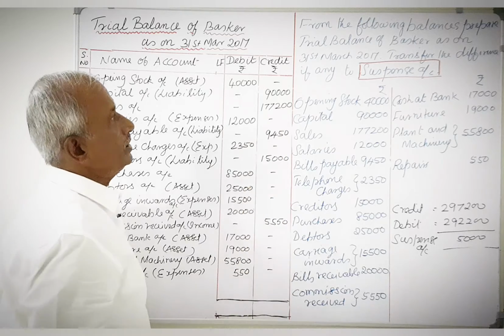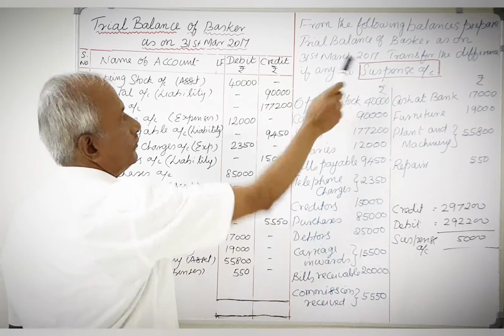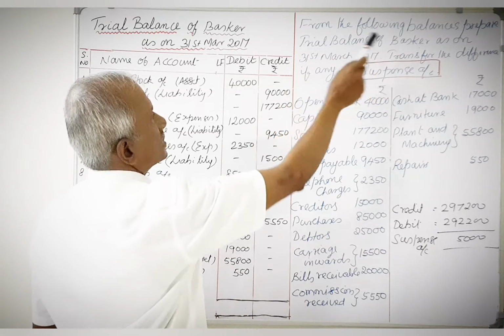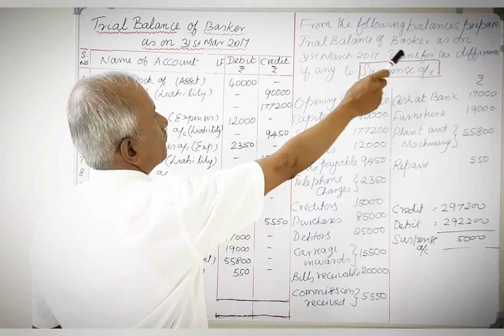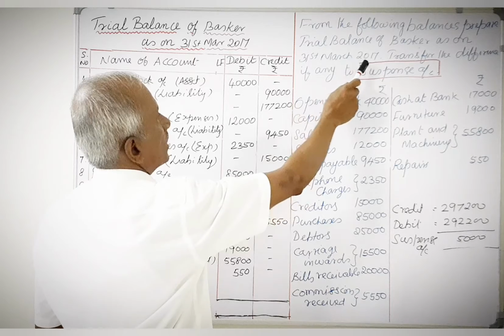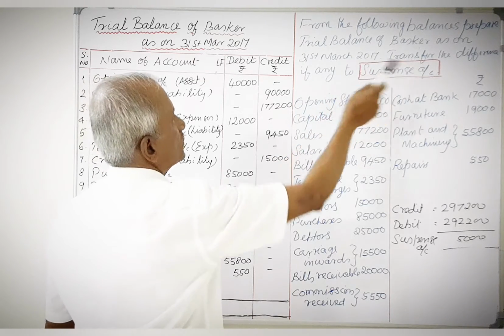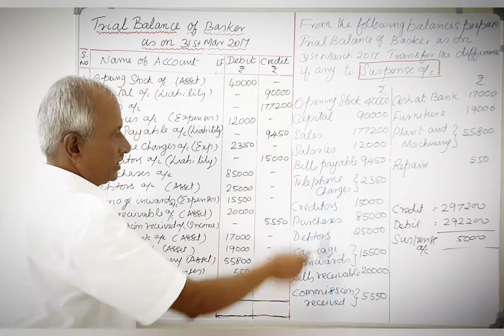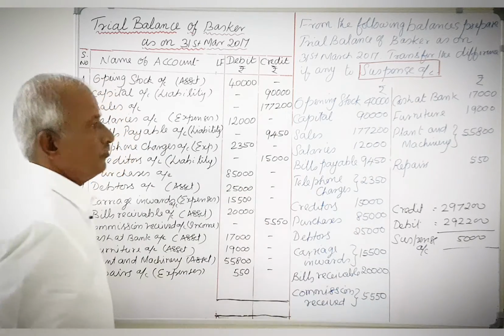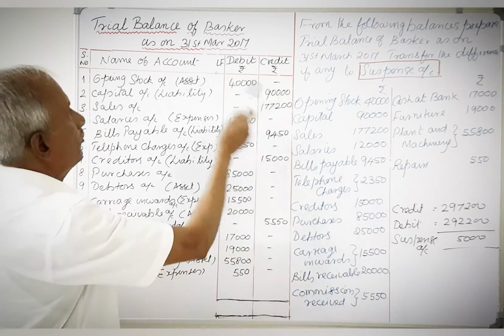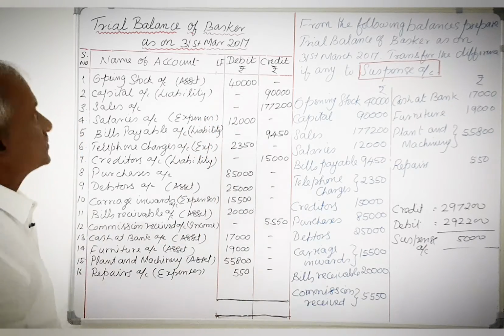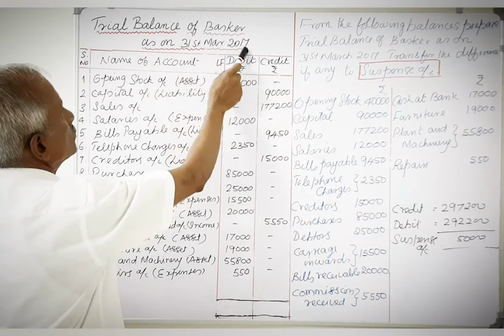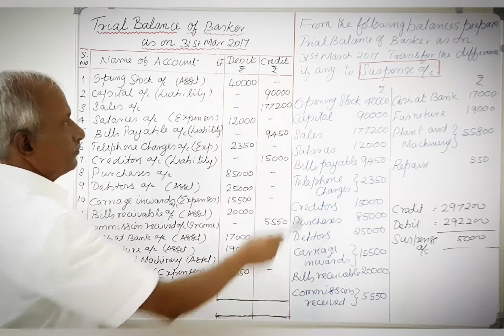Now let us try another sum in which there is suspense account. From the following balances, prepare trial balance of Bhaskar as on 31st March 2017. Transfer the difference, if any, to suspense account. You are given the balances of various ledger accounts and you have to prepare a trial balance. Trial balance of Bhaskar as on 31st March 2017.